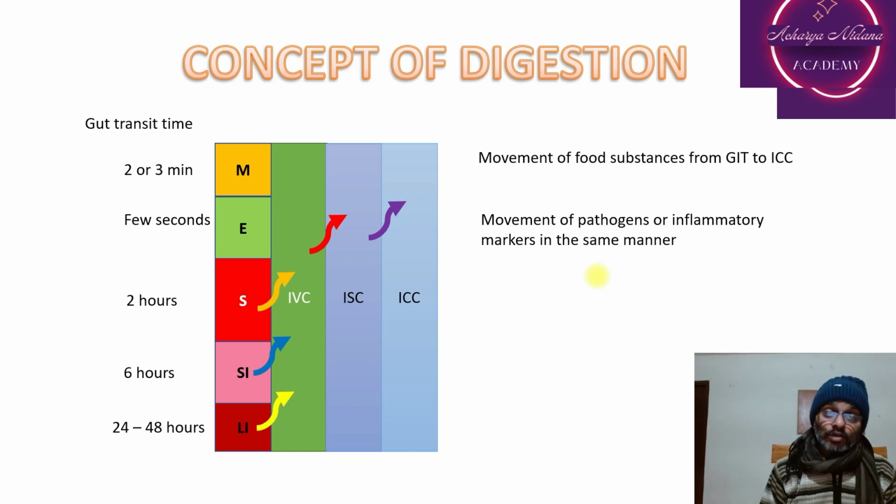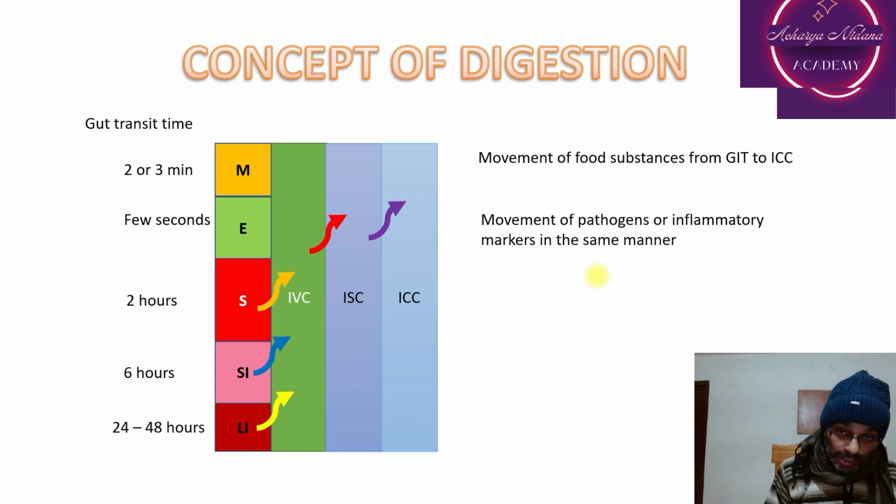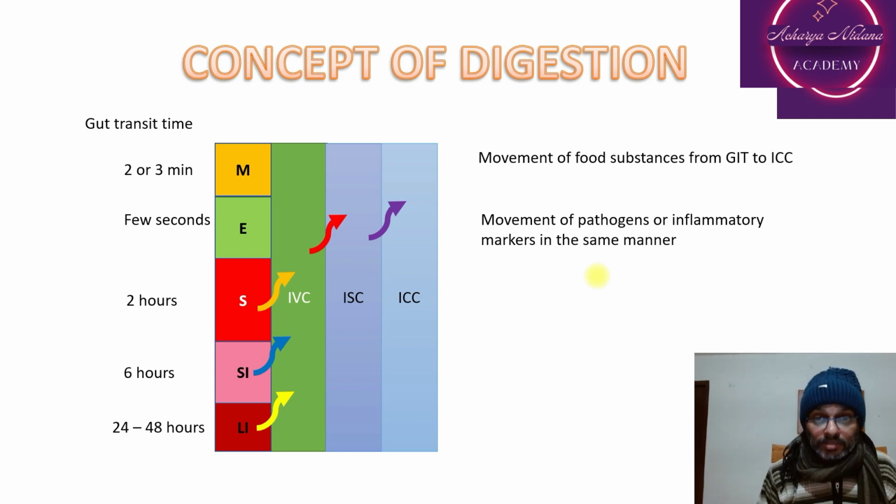When they are converted into micromolecules, whether in the stomach or in the small or large intestine, they enter the intravascular compartment. As they are micromolecules, they enter via portal circulation into the liver. From there they enter the hepatic vein, then the inferior vena cava, then the heart, and then into general circulation.